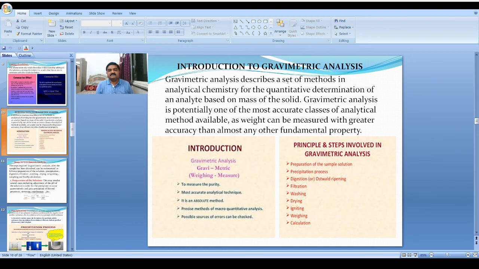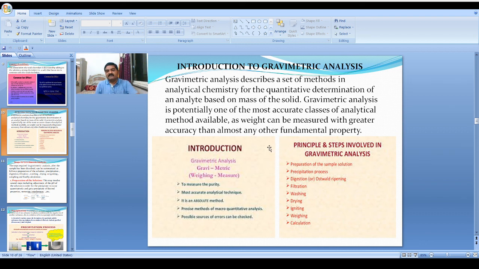Gravimetric analysis describes the set of methods in analytical chemistry for quantitative determination. That means, what is the definition of quantitative analysis? That means the least amount of the sample should be used for the determination of the analyte based on the mass of the solid. Gravimetric analysis is one of the most accurate classes of analytical methods available. The weight can be measured with greater accuracy than almost any other fundamental property. That means we have to measure the quantity of the final product in gravimetric analysis.